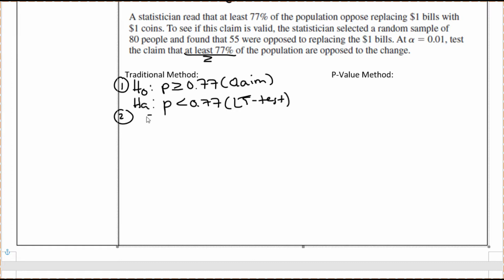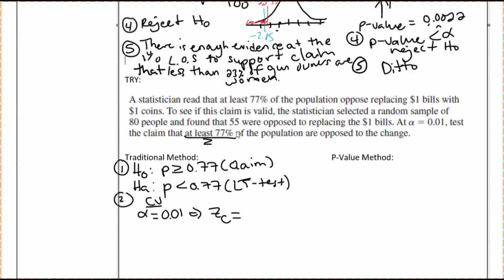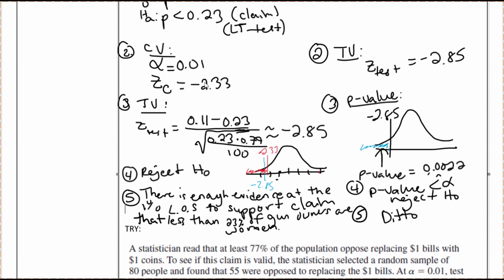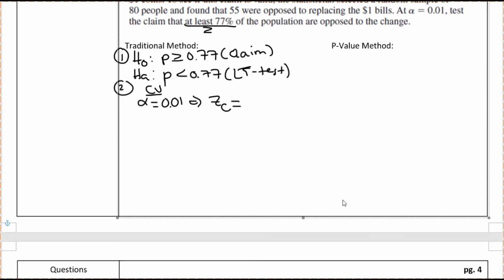So now step 2 is the critical value. So since we're doing a left-tailed test, we only need to look up alpha, which is 0.01. And if we do that, we get a critical value, which was the same critical value that we got earlier over here, of negative 2.33.